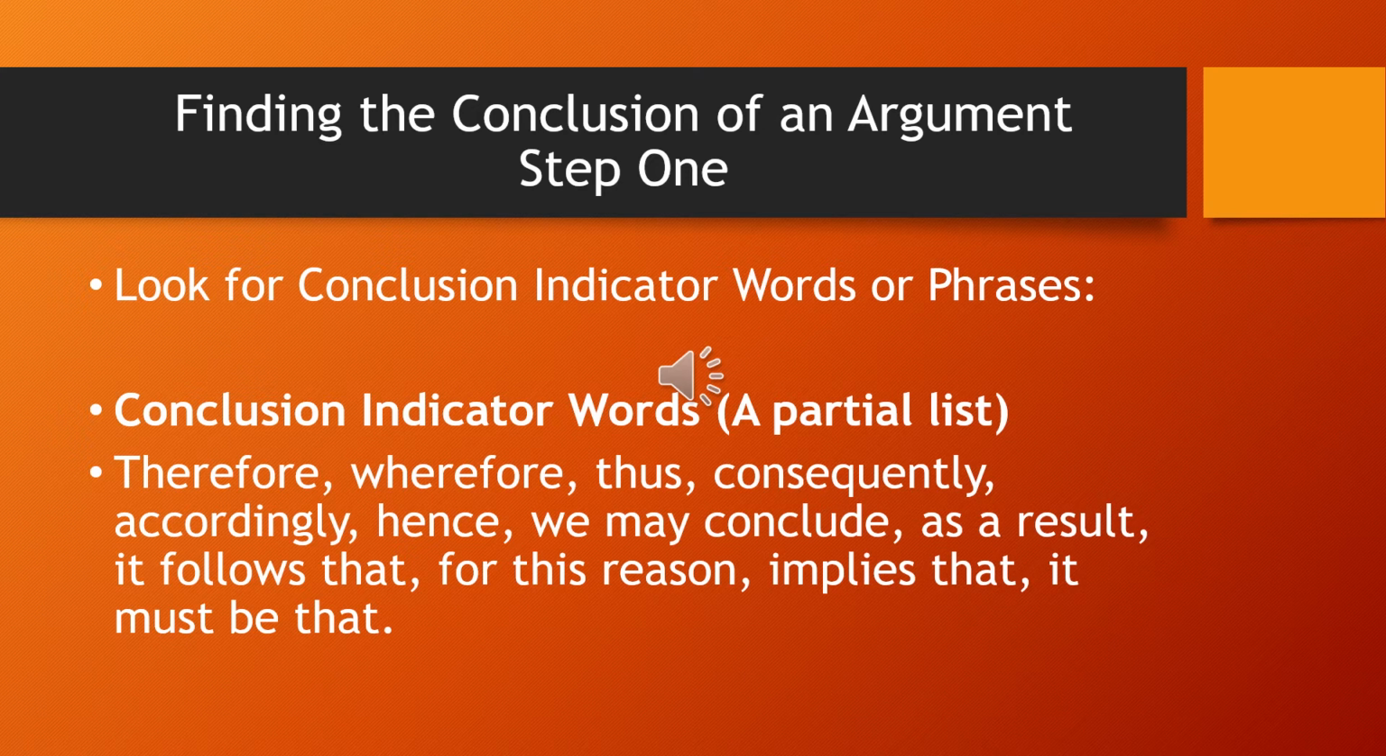So the first thing you're going to do when you're dealing with an argument is you're going to look for a conclusion indicator word. If you find it, then your job is basically done because you found the conclusion. Everything else is going to be support or evidence for the conclusion. However, sometimes you don't find a conclusion indicator. And then if that is the case, then we have to go to step 2.